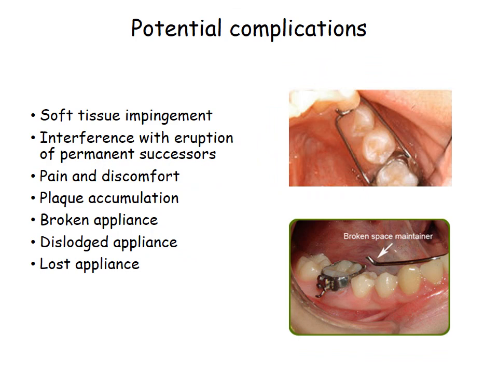What are the potential complications of space maintainers? We have discussed a few of the complications in between. It might cause soft tissue impingement, it might interfere with the eruption of the permanent successors, and it might cause pain and discomfort to the patient. Plaque accumulation is the most important concern, because it might also cause demineralization of the tooth surface. Then there might be broken appliances, dislodged appliances, or even lost appliances.